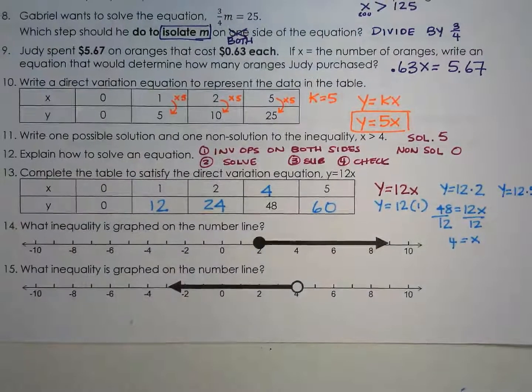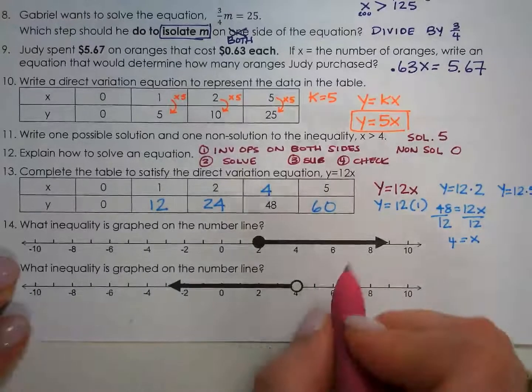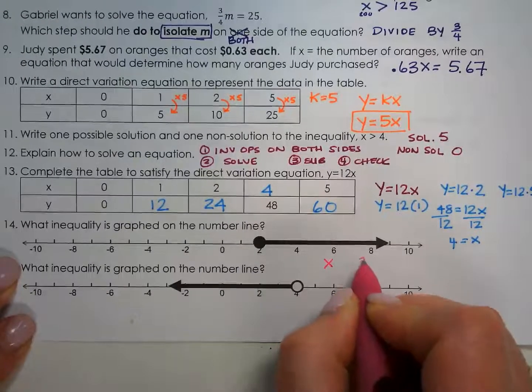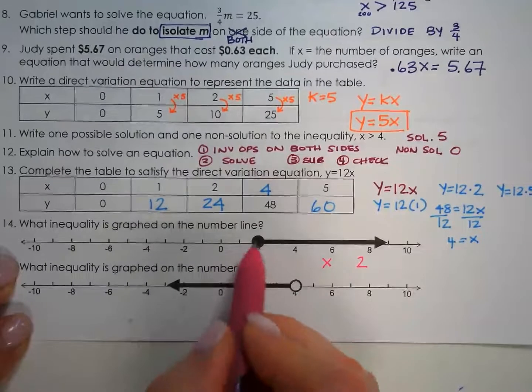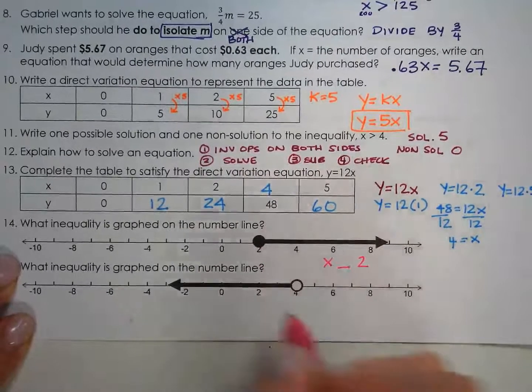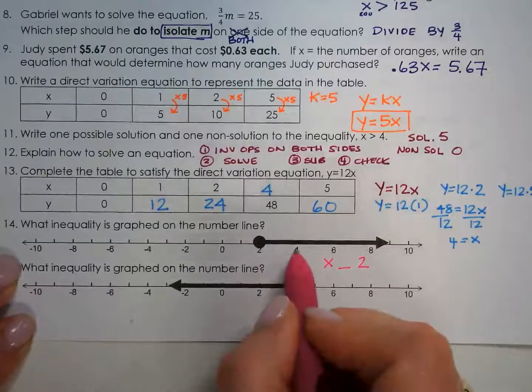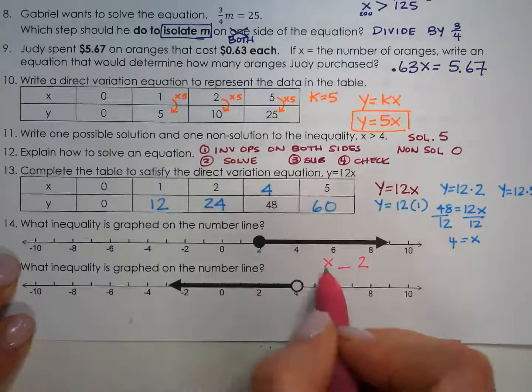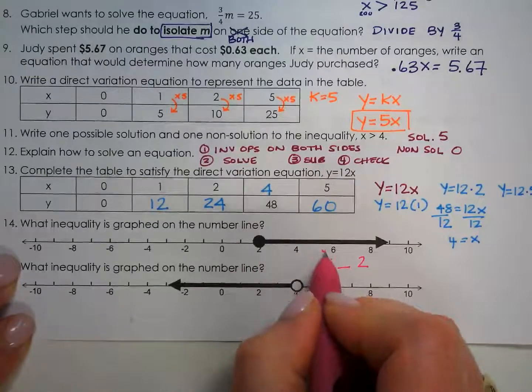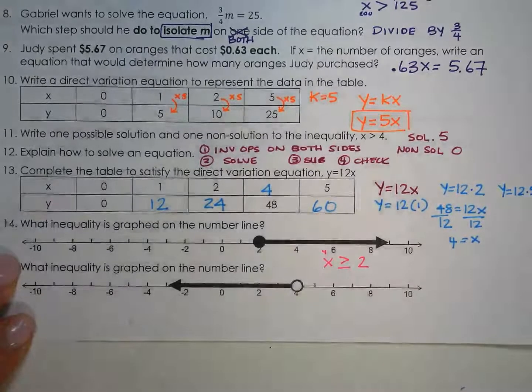What inequality is graphed on the number line? Well, we know we've got x and 2. Because it's filled in, we have an equal to. And give me a number that works here, 4. 4 would work. So is the x or the 2 going to be bigger? If 4 is our test site, it's going to go that direction.